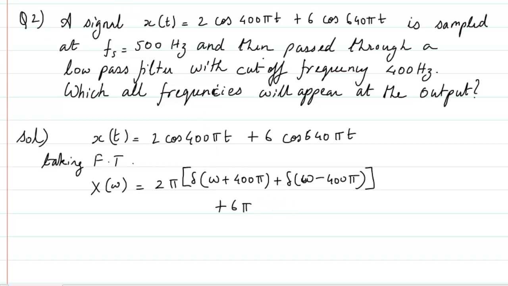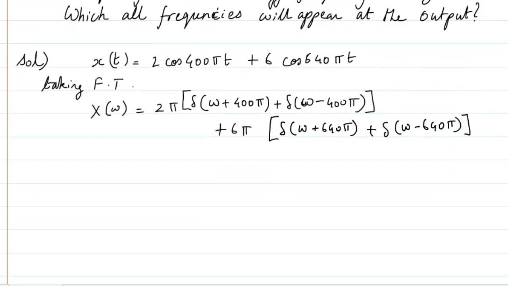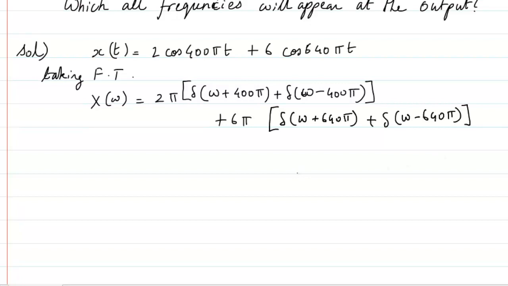cos can be written as delta omega plus 640 pi plus delta omega minus 640 pi. Okay, this is the case. Next, what we have to do is we can directly plot, but I will try to write it directly in frequency, or I will write it as x of f.